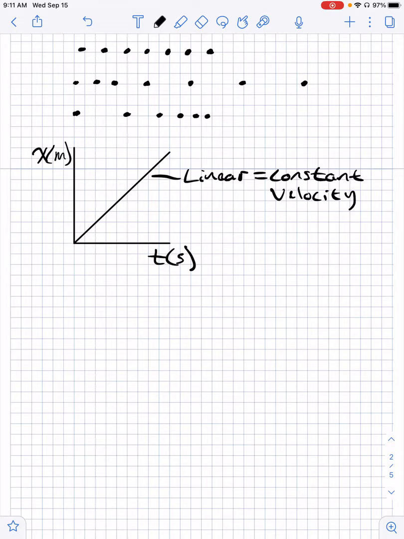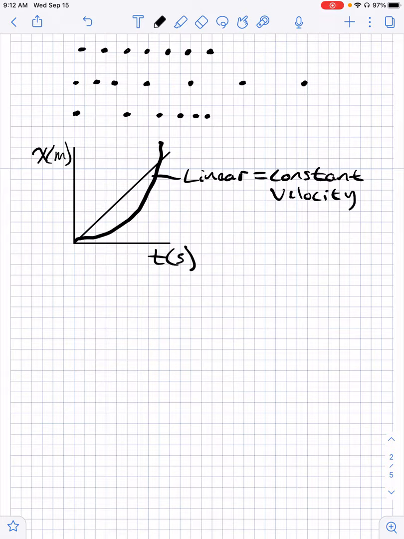But when an object is accelerating, we end up with this parabolic nonlinear shape. Okay, so it could look something like this. So basically we have a curved line. Okay, so if it's curved, that means that the object is accelerating. Sometimes we have to straighten those lines, and we call that graph straightening. And we'll get into that and practice that a little later.